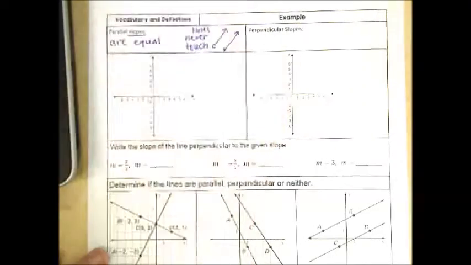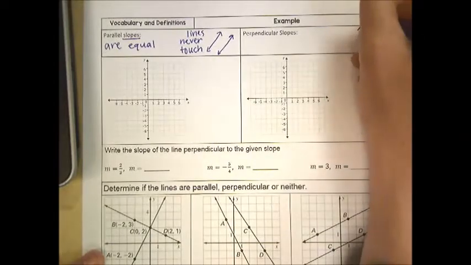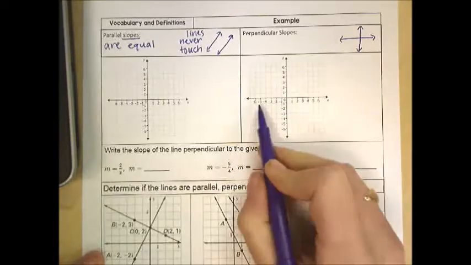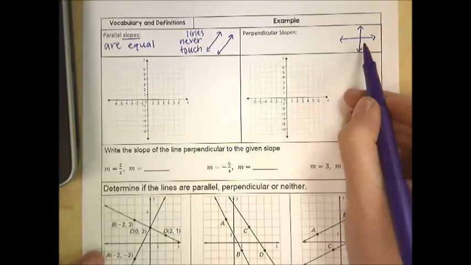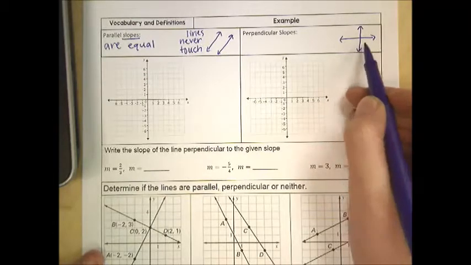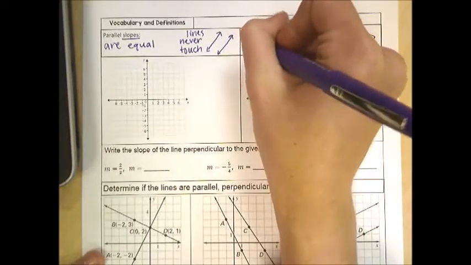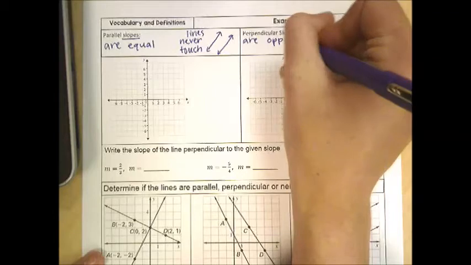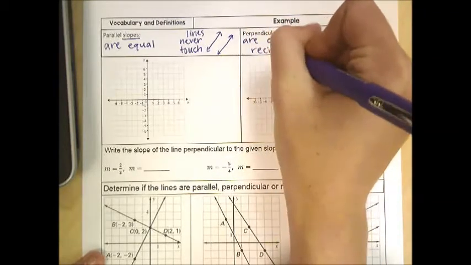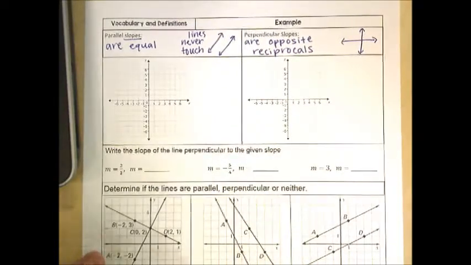Parallel slopes are equal. On the other hand, perpendicular lines do run into each other. So in examples right here, kind of looks like our coordinate grid, our x and our y axes. So perpendicular lines do run into each other. So since they run into each other, they do not have the same slopes. Their slopes are opposite reciprocals. Opposite reciprocals. All right, so let's look at some examples.